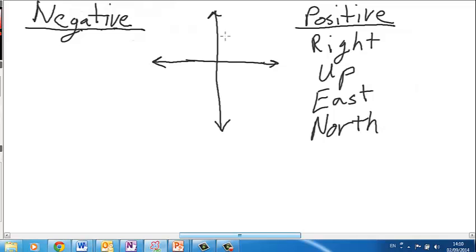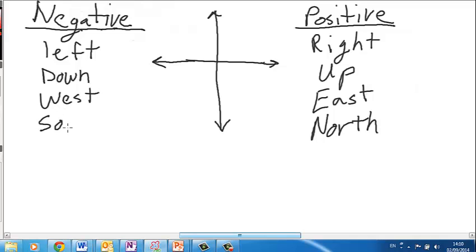Negative numbers, on the other hand, would be numbers that show up as negative on the xy axis also. So a number going left would be negative. A number going down would be negative. A number going west would be negative. And a number going south would be negative.